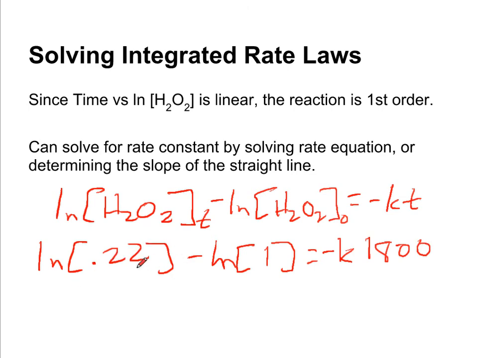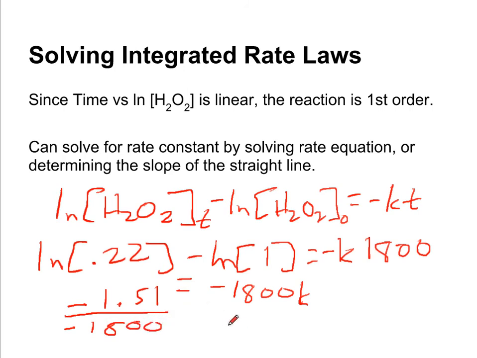I'm going to simplify this side, take the natural log of both of these, and subtract. I end up with negative 1.51 is equal to negative 1800k. I just moved things around on this side. Now to solve for k, I just have to divide by negative 1800. So my rate constant is going to be 8.39 times 10 to the negative 4th, and it's a first order integrated rate law, so my units are 1/seconds.